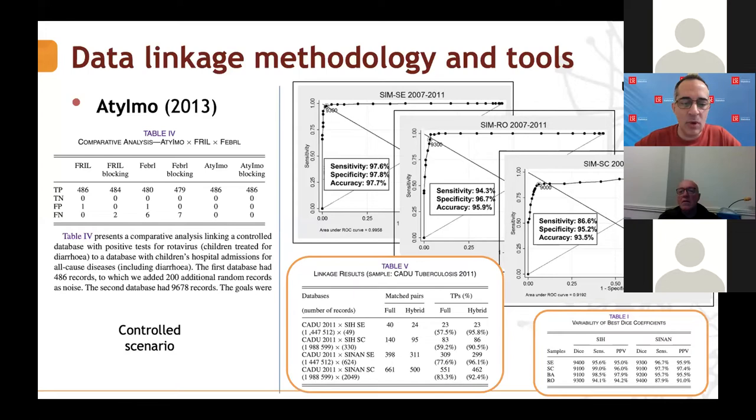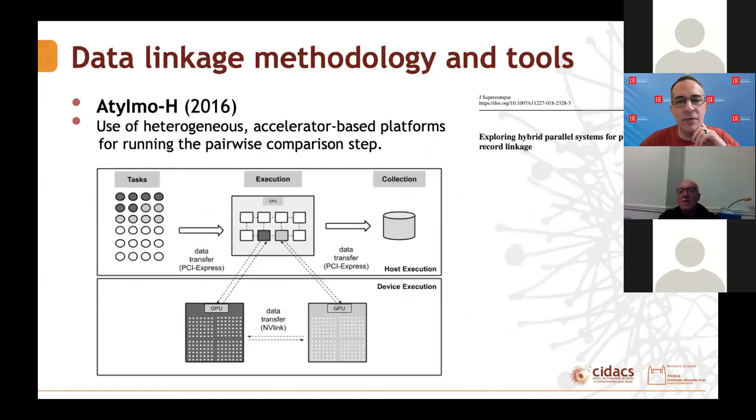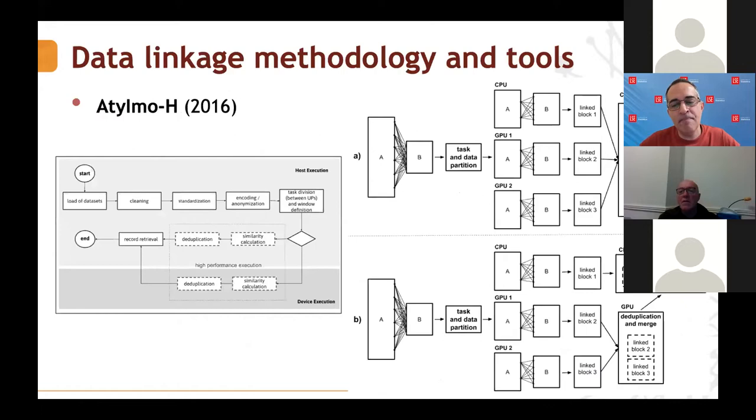We discussed scalability as well, and we tried to circumvent our limitations in terms of resources. So with Atmo, we were able to link up to 20 million records and using multiple GPUs. And then we moved to another implementation in 2016, which is Atmo H, which is basically how we can exploit multiple accelerator-based platforms for performing these pairwise comparison steps. So this is another implementation. And basically what we do in this Atmo H is decide on how we can split blocks into CPUs and GPUs and later perform the comparison steps.